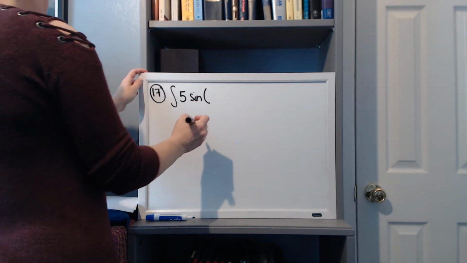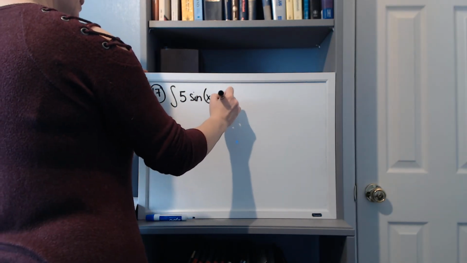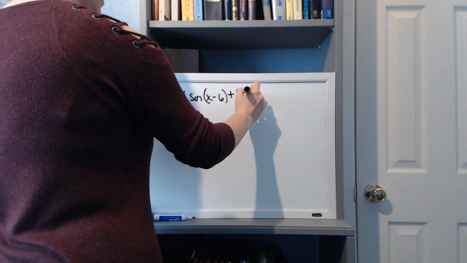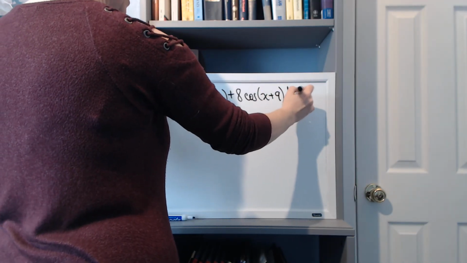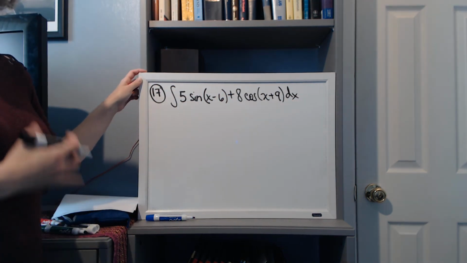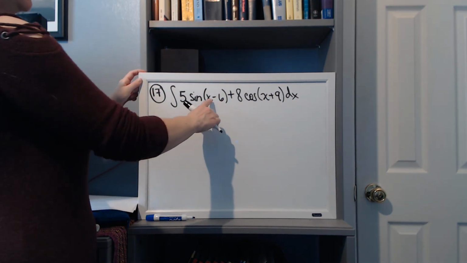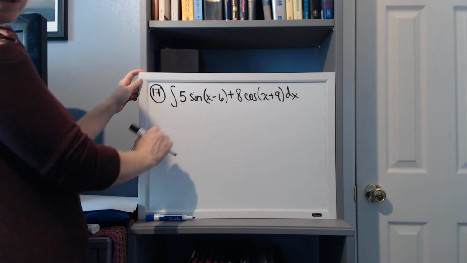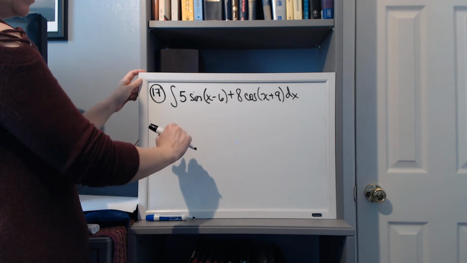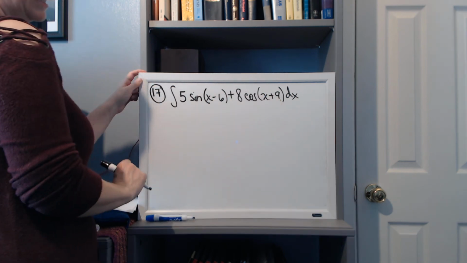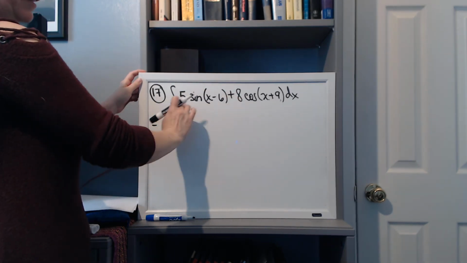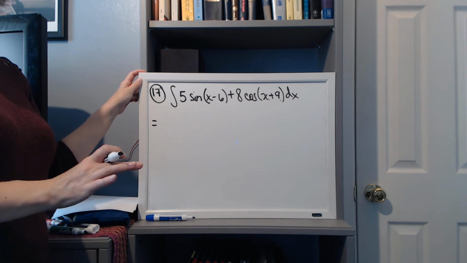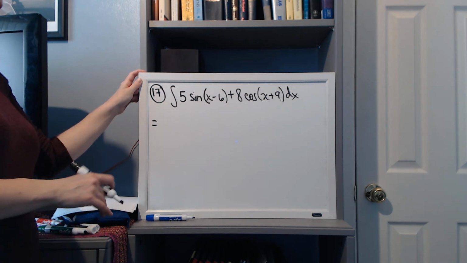17. We have the integral of 5 sine of x minus 6 plus 8 cosine of x plus 9 dx. So we're going to be applying the same principle we've been applying. We have x plus a number, I know it looks like subtraction, but we're just adding the negative. And then we have x plus 9. So we're just going to apply the constant multiple rules with the 5 and the 8. And then that same principle to find our antiderivatives.